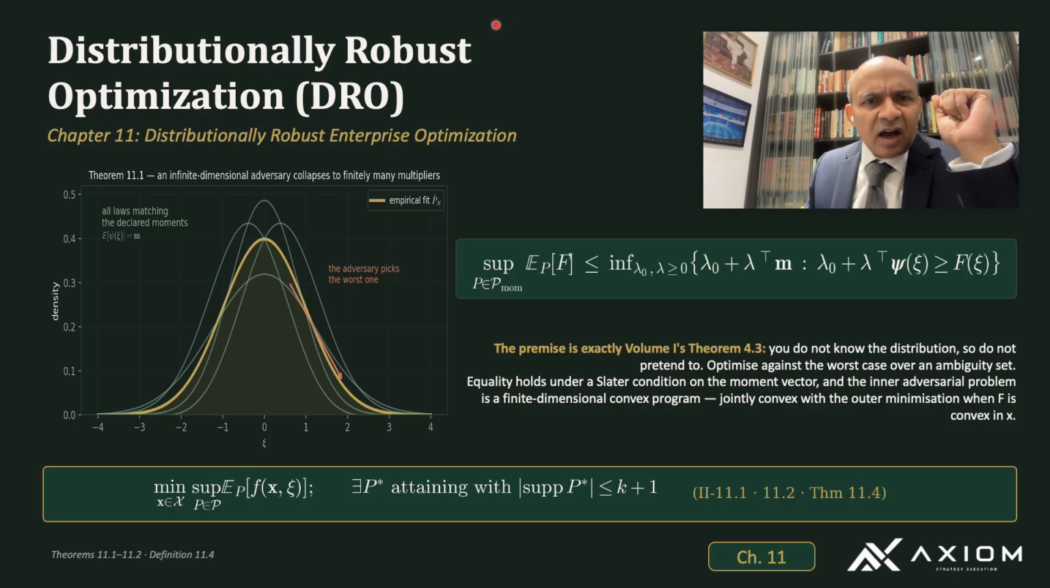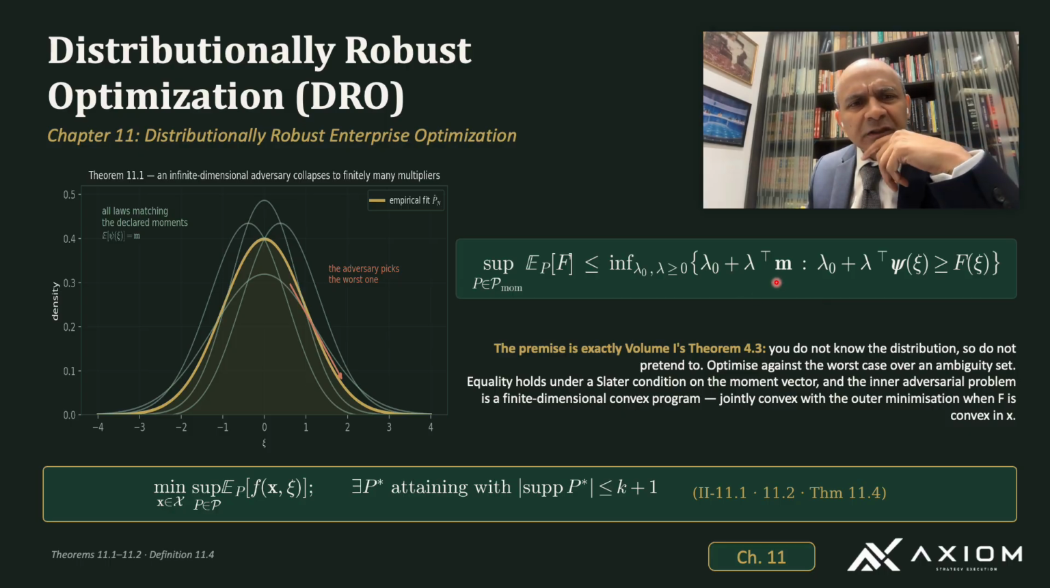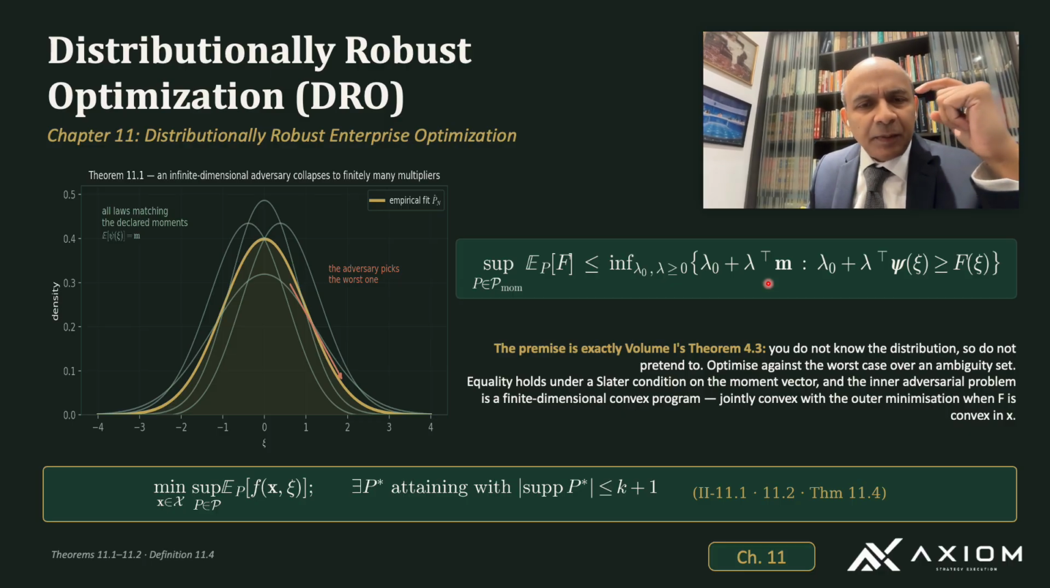The left-hand side asks for the worst case expectation in terms of value over every probability law that's consistent with the specified moments. The right-hand side replaces the infinite dimensional search over the probability distributions with a finite dimensional optimization over the multipliers lambda. In compact terms, the worst case expectation under moment uncertainty is bounded above by the cheapest affine combination of the known moments that dominates the uncertain payoff f pointwise.